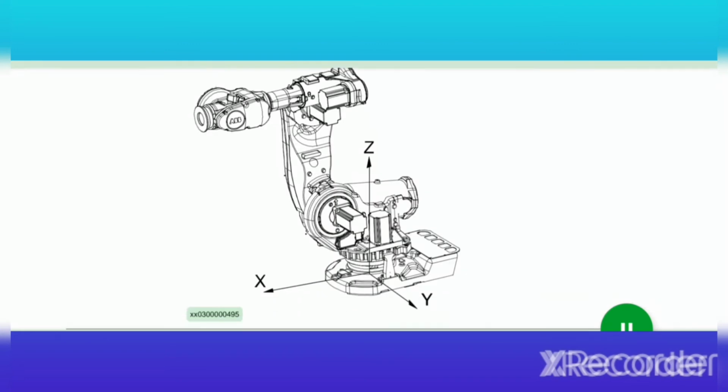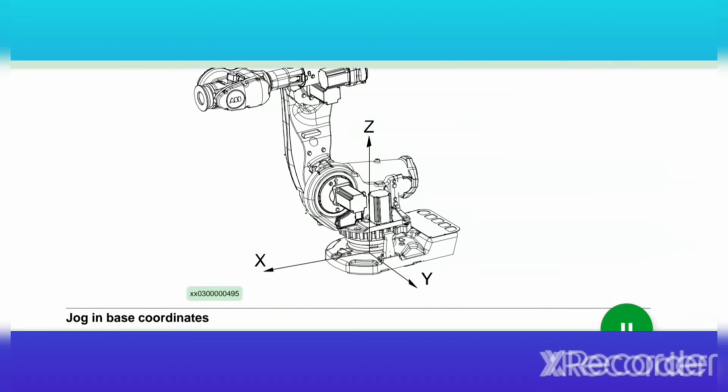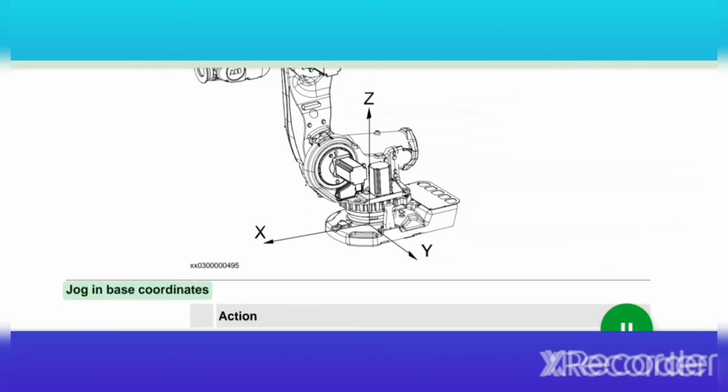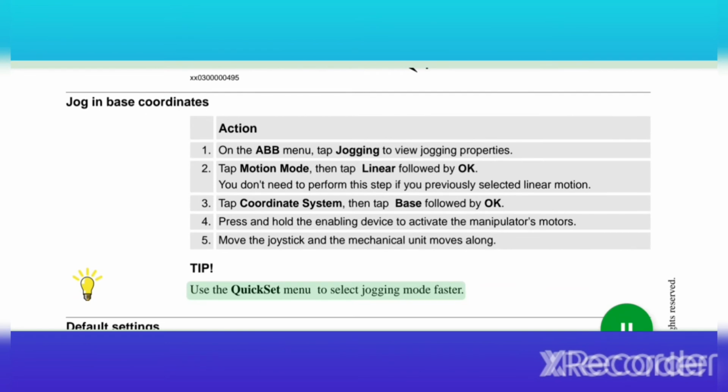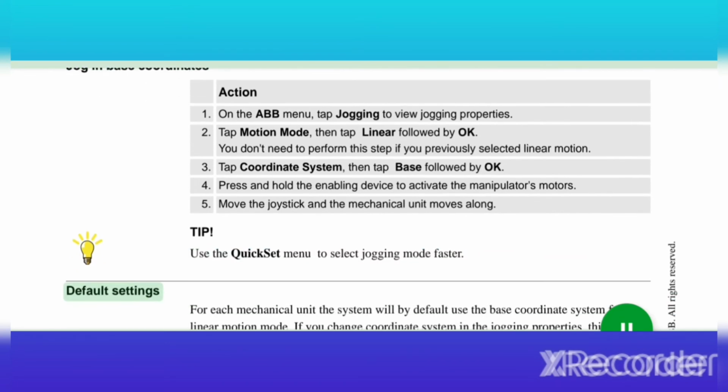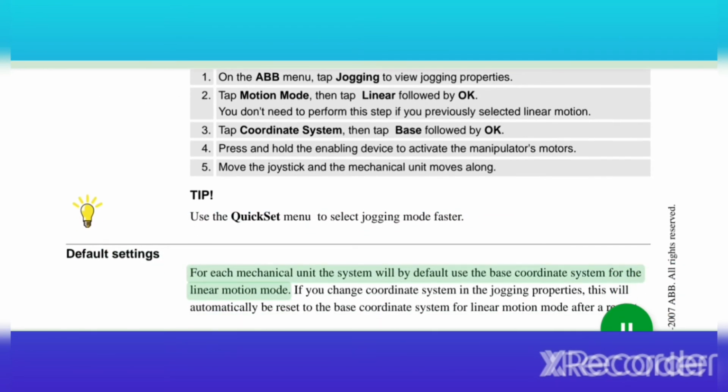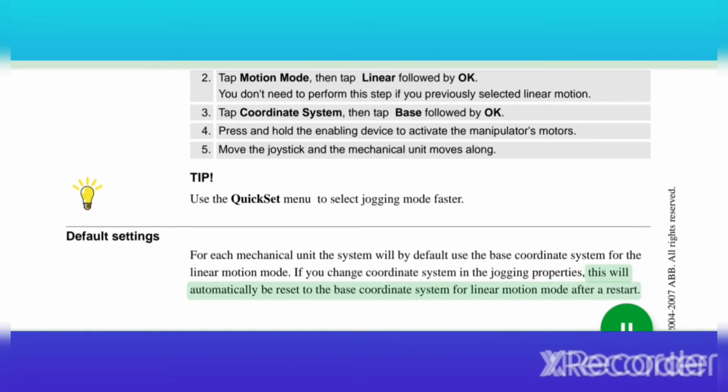Base coordinates definition. Tip: Use the quickset menu to select jogging mode faster. Default settings. For each mechanical unit, the system will by default use the base coordinate system for the linear motion mode. If you change the coordinate system in the jogging properties, this will automatically be reset to the base coordinate system for linear motion mode after a restart.